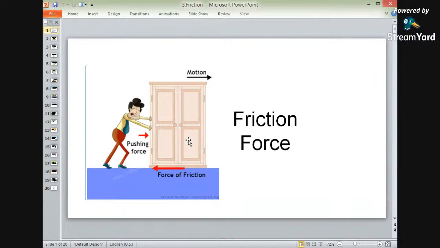When a pushing force is applied, the body will move rightwards, and the frictional force will be acting in the opposite direction. When it moves in the forward direction, the frictional force acts in the opposite direction. In such cases we have to find the frictional force. In some cases we have to find the coefficient of friction, or the resultant. So friction is, in short, resistance to motion.